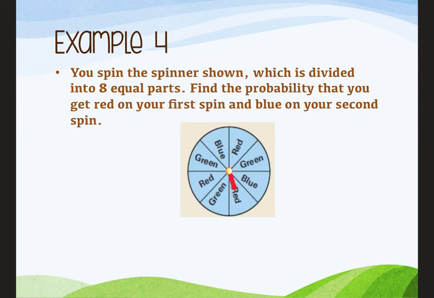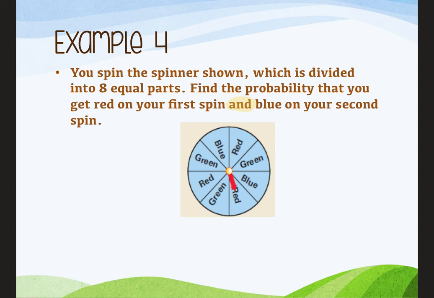All right, so this one says you spin the spinner shown, which is divided into 8 equal parts. Find the probability that you get red on your first spin and blue on your second spin. So this is an and, right? Red on first and blue on second. We want to identify and or because it's going to start to get mixed in together. Now, if it's an and, we have to figure out, are they independent or dependent?